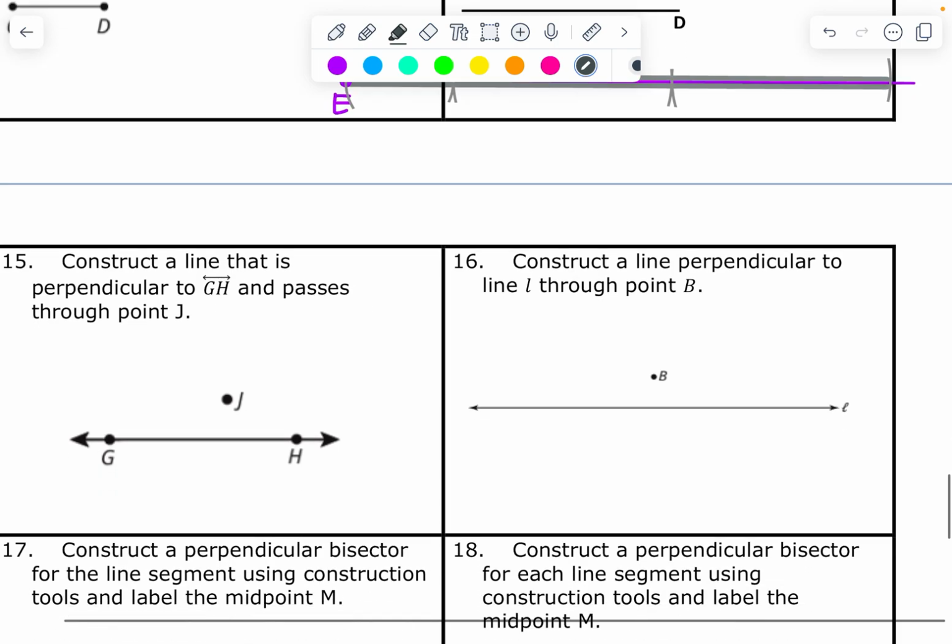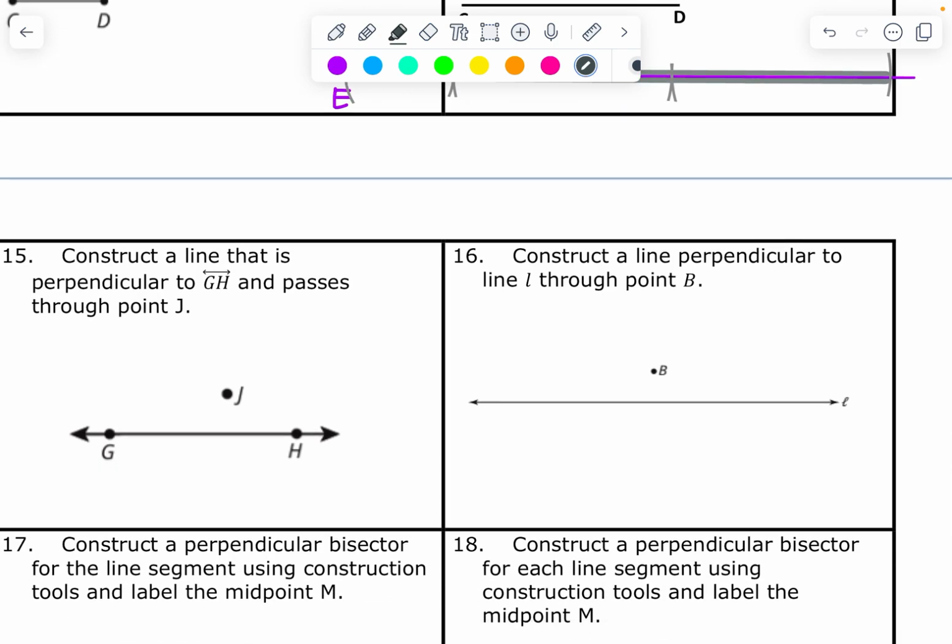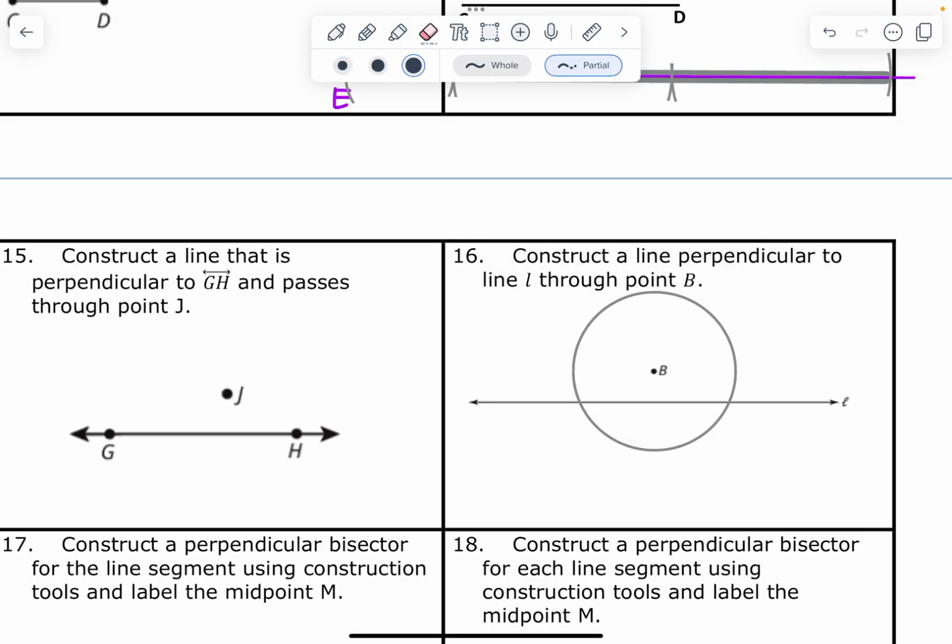Number 16, construct the line that's perpendicular to line L through point B. All right, so the first step would be anchor at point B and then draw an arc from point B. So obviously I can't do that. I don't have a compass that I can use here. So I'm going to draw a circle instead that is centered at point B. Okay, that looks good. And I'm just going to erase it so it'll be an arc. And it's just like if I used a compass. After you do that, go ahead and mark the points of intersection.